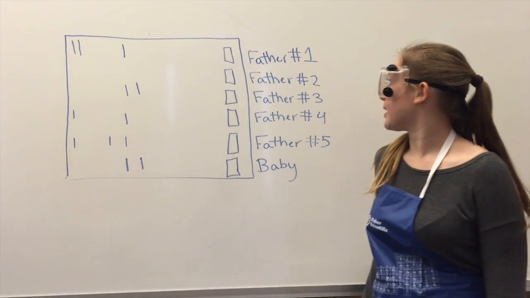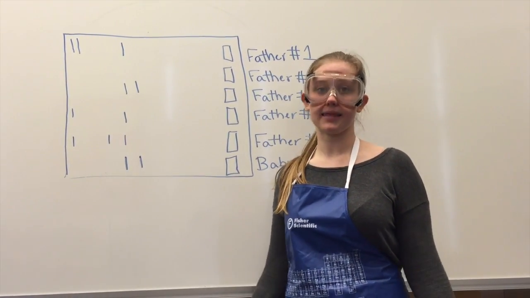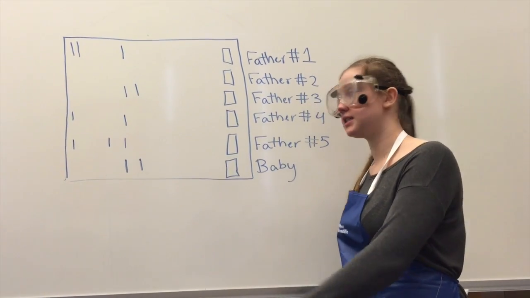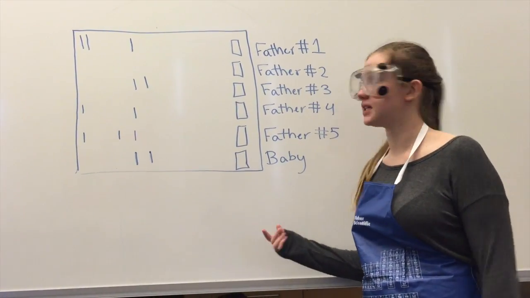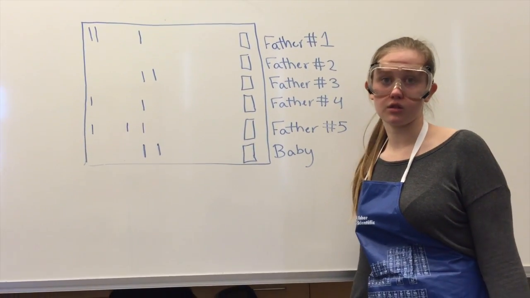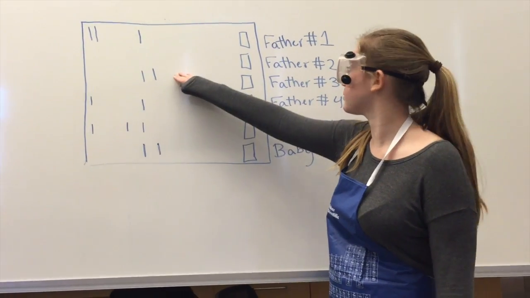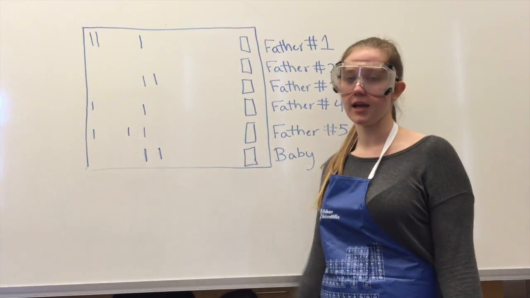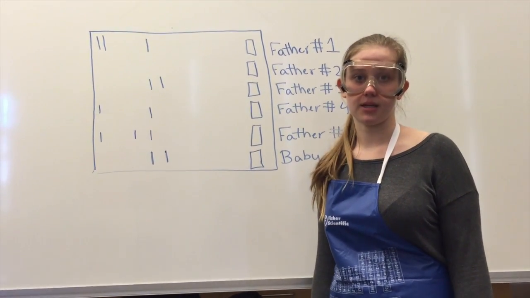But we did make some errors. As you can see, there are no marks under father number 2, and that's because when we were trying to inject the DNA, we poked through the gel and none of the DNA actually went into the well. So father number 2 could theoretically be related, but because the baby and father number 3 are so similar in their DNA, it's pretty safe to assume that it's father 3 that's related to the baby.